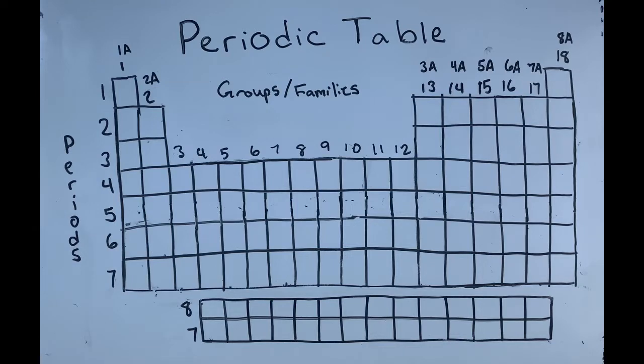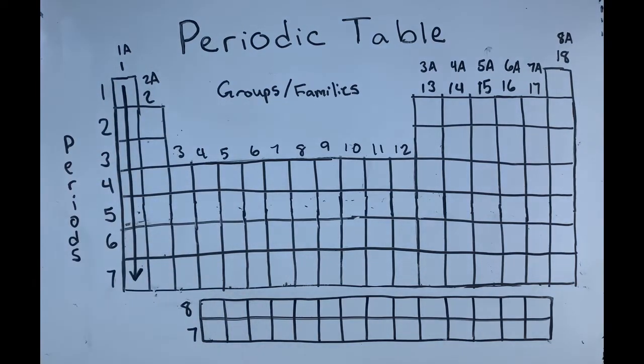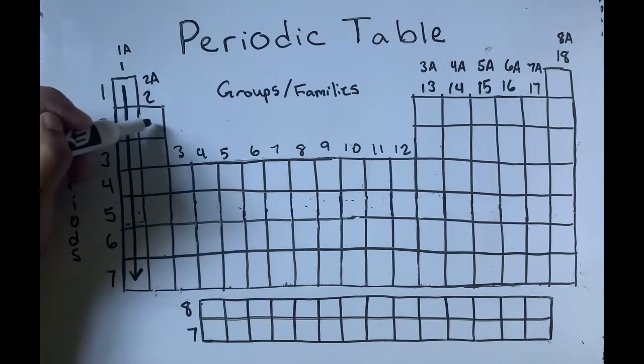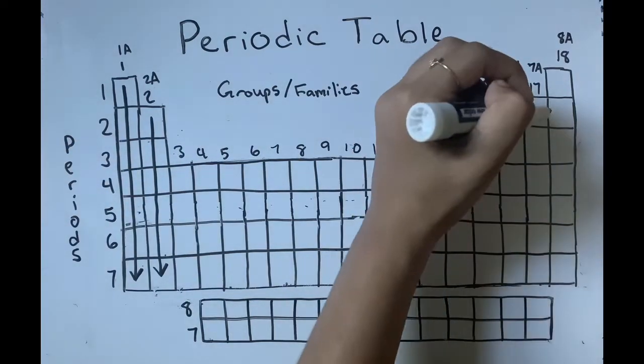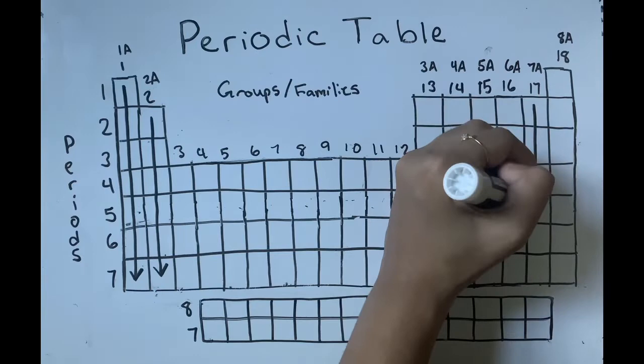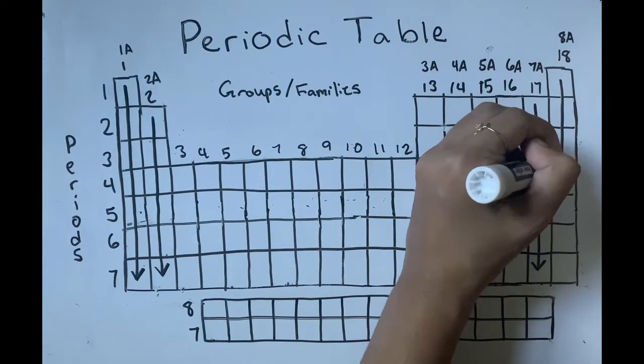Some subgroups that you may want to know, however, are alkali metals, which is in group 1 or 1A, alkali earth metals in group 2 or 2A, halogens in group 17 or 7A, and noble gases in group 18 or 8A.